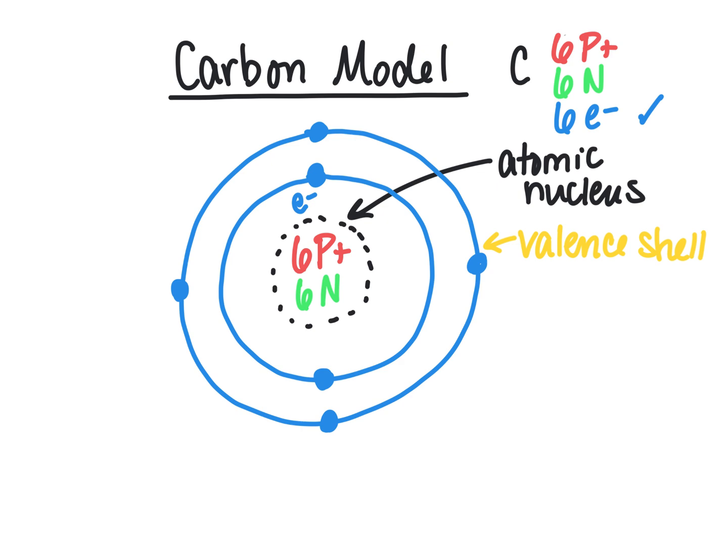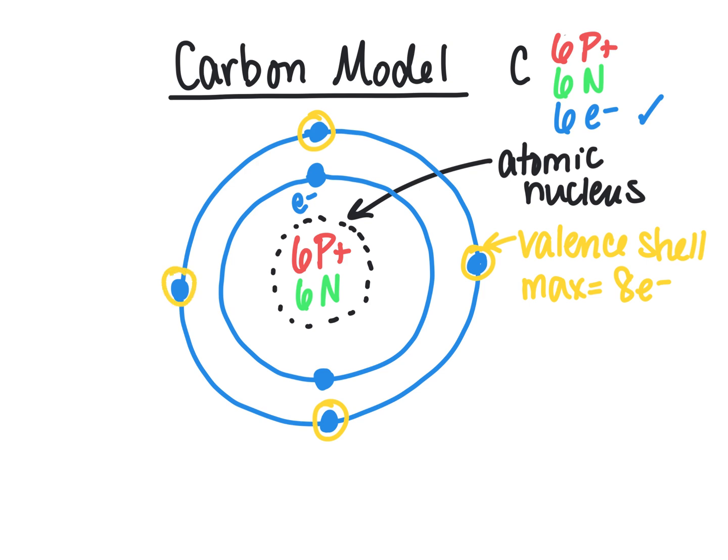Now, the first electron shell can only hold a maximum of 2 electrons, but the second shell, third shell, fourth shell, etc., can hold a maximum of 8 electrons. Now, you'll notice that carbon only has 4 electrons in the valence shell. So we've got 1, 2, 3, 4. So our valence shell is not full.